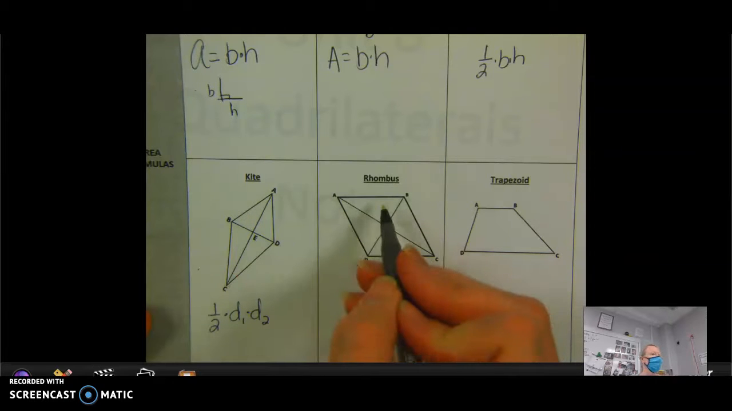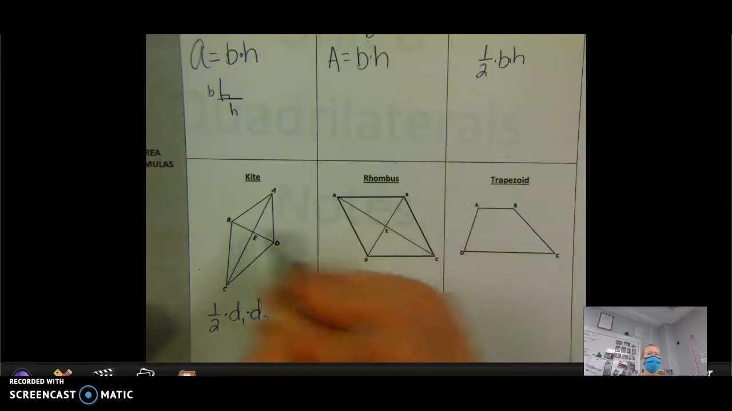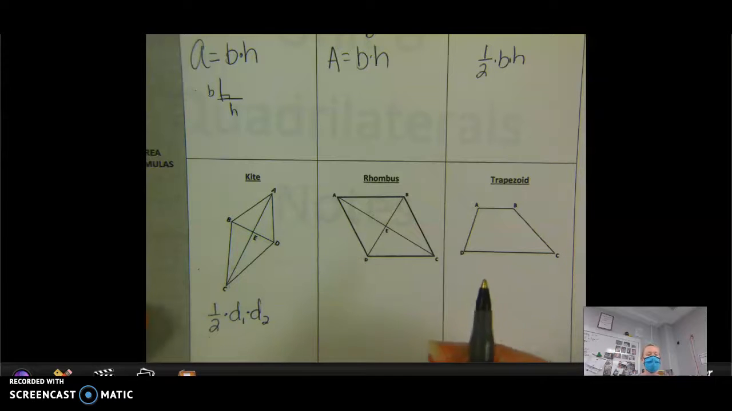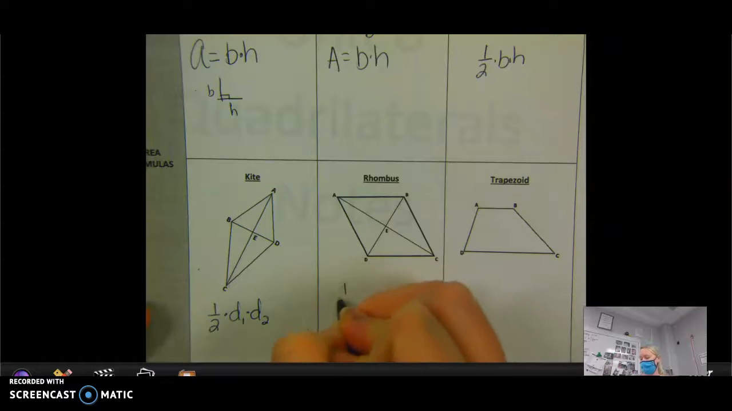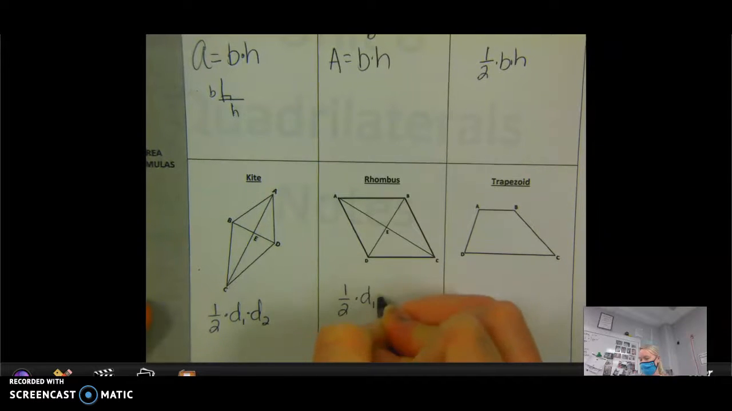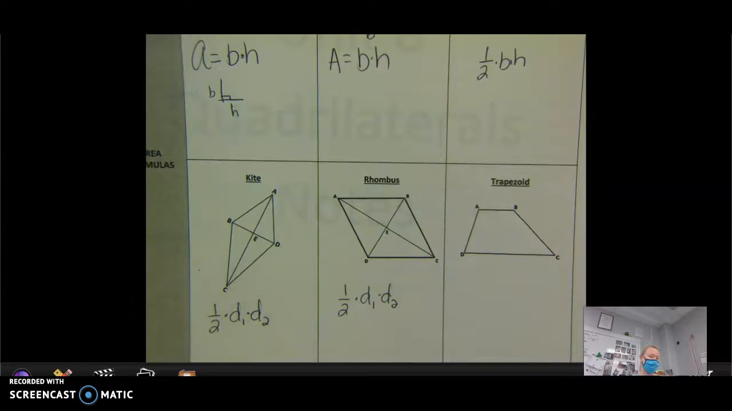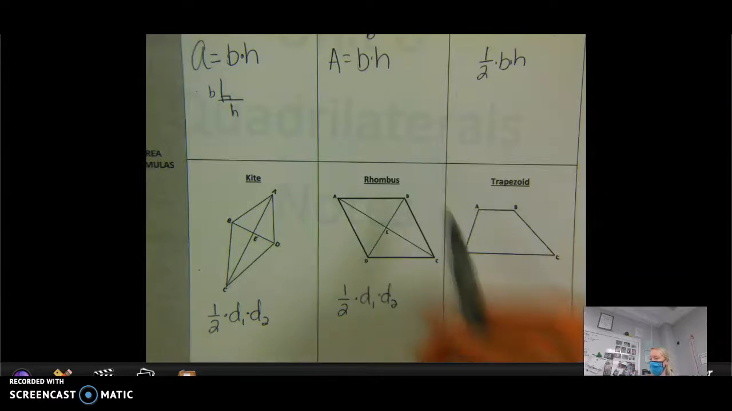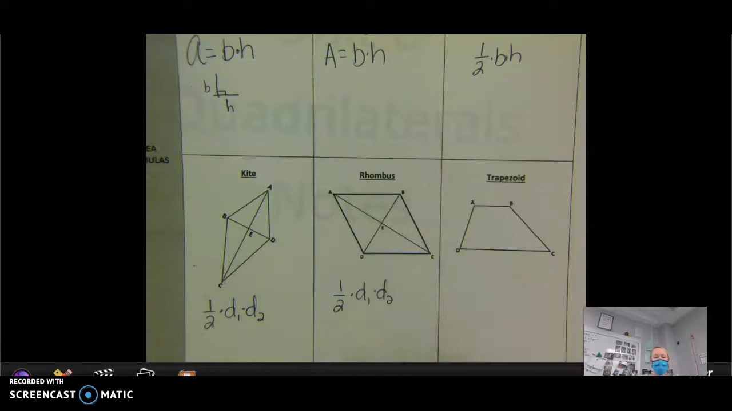Rhombus looks similar to a kite. Would you agree? Looks somewhat similar. So what do you think the area formula on a rhombus would be? Take a gander. Oh, it's just the same thing. And again, we're talking about our diagonals, the ones that cross in the center.